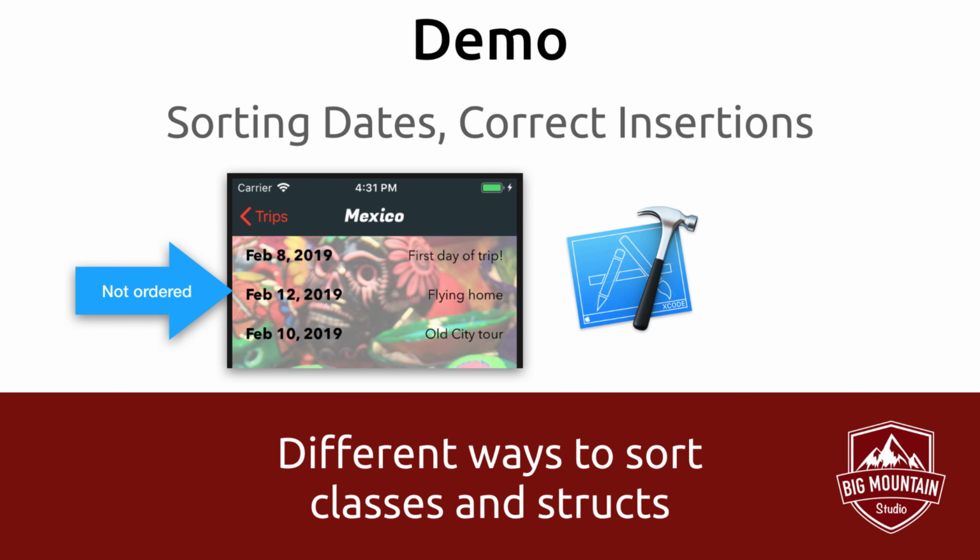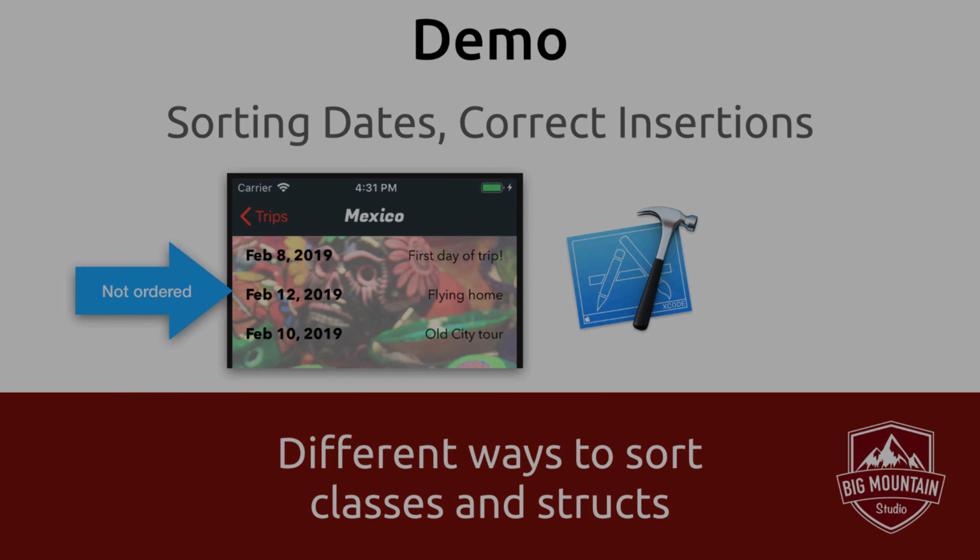Okay, so one thing we have to handle is making sure that when we add days, they are correctly sorted. Because right now they're not. You can add them in different orders like you see in this screenshot. We want it so our user can add days in any order they want, but the days will always be sorted in ascending order. So let's go into our project and handle that.